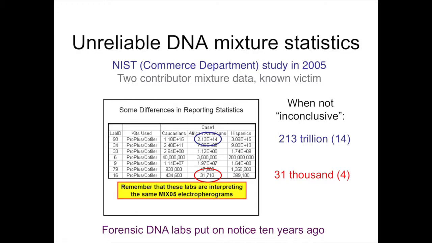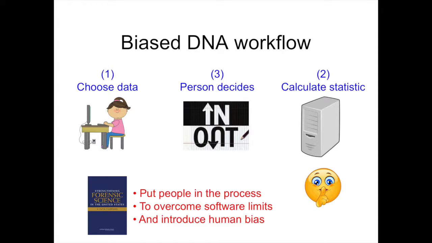People either said there was no information, or when they put a number to it, it ranged from tens of thousands that a jury would hear to hundreds of trillions. So certainly this method wasn't reproducible between different crime labs. Another problem that people published about 5 to 10 years ago was the notion of bias.